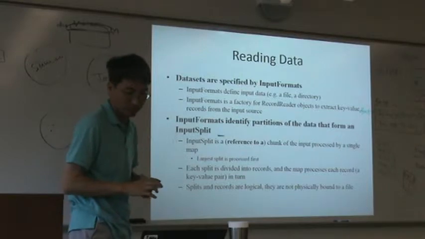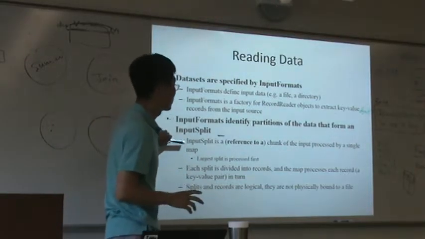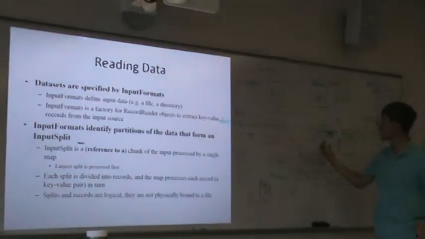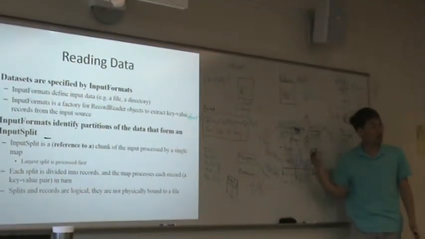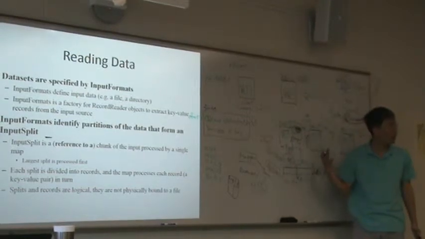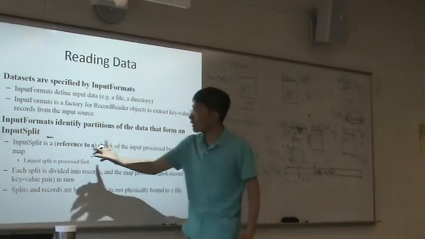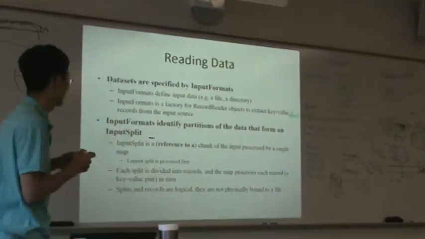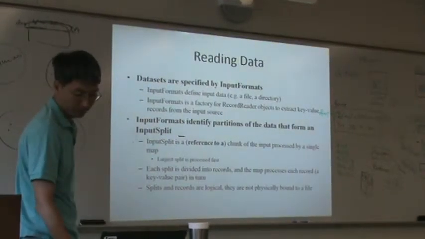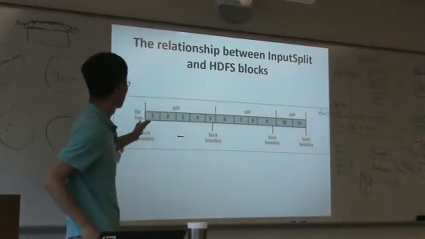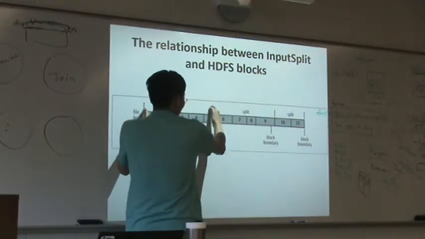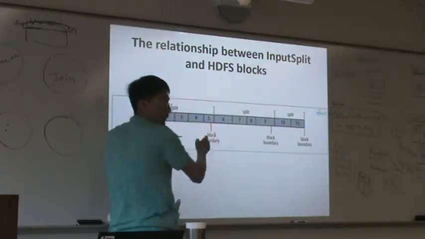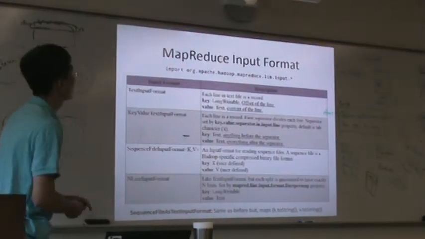So before that, it splits the block by logical. This is a physical segmentation by 64 megabytes. But here, input split means logical, by record, by considering the record. So this is the entire file and the block is like that, but the split is by record. So logical.